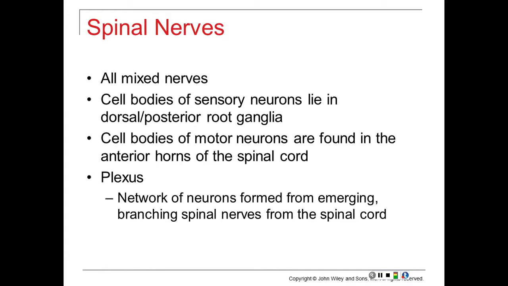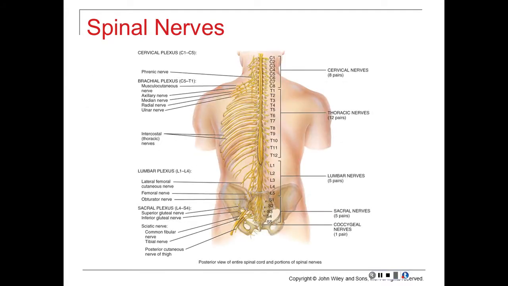Let's talk about spinal nerves. As I mentioned, spinal nerves are all mixed. They carry sensory neurons as well as motor neurons or motor fibers. A plexus is a network of neurons formed from those emerging branches that come from the spinal cord. So here you can see a brachial plexus. This is going to all travel down the arm and innervate parts of our arm.